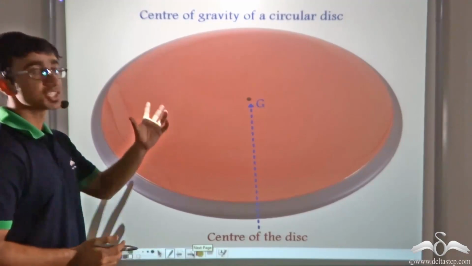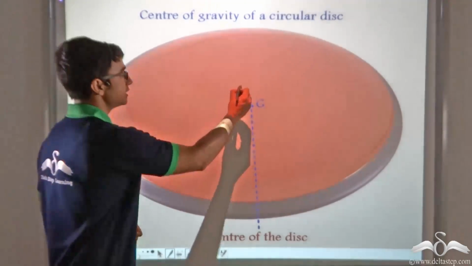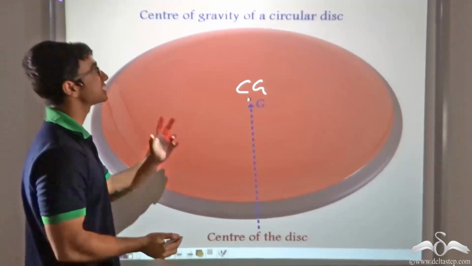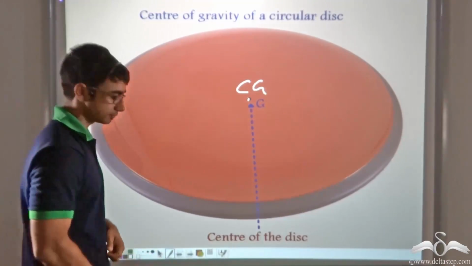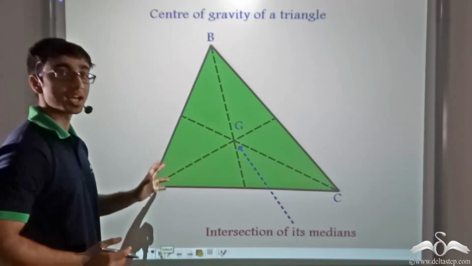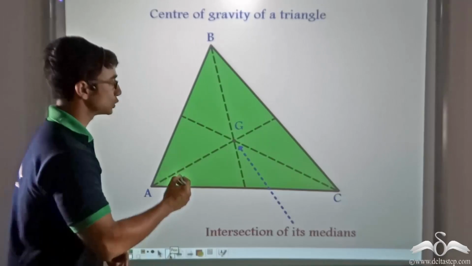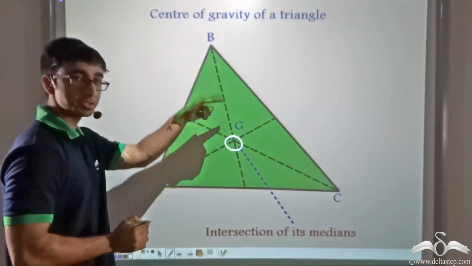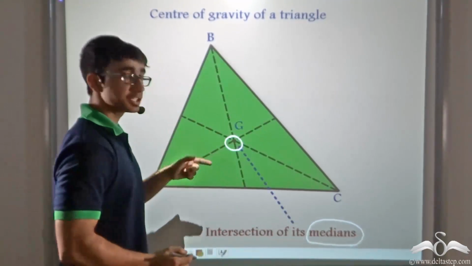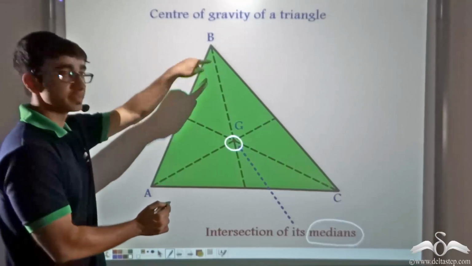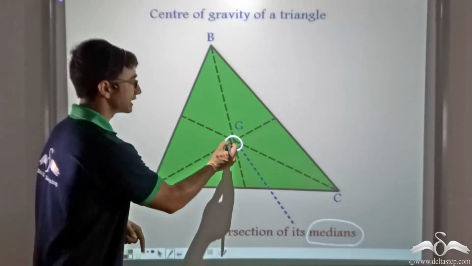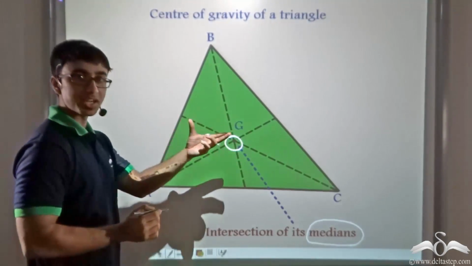Similarly, if we consider a circular disc, then the center of gravity of the circular disc will lie at its center. So the center of the disc is the center of gravity of this circular disc. Similarly, if I consider a triangle, that is another 2D shape, the center of gravity will also lie at a point that is the intersection point of the medians. Now what is a median of a triangle? The median of a triangle is that line which we draw from a vertex which bisects the opposite side. So the intersection point of medians will give me the center of gravity for the triangle.